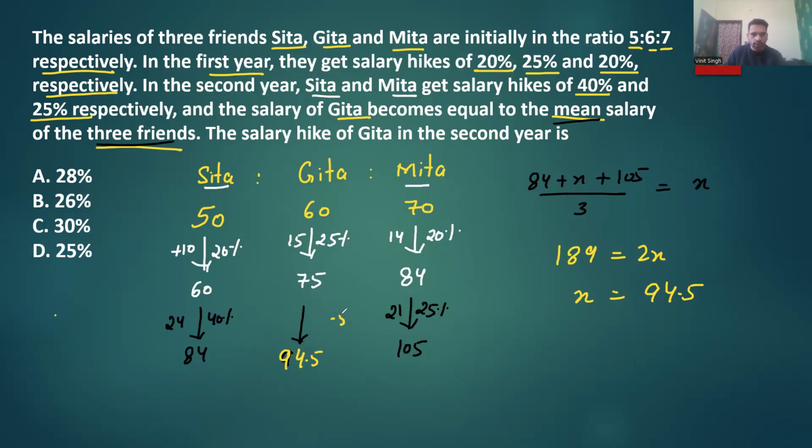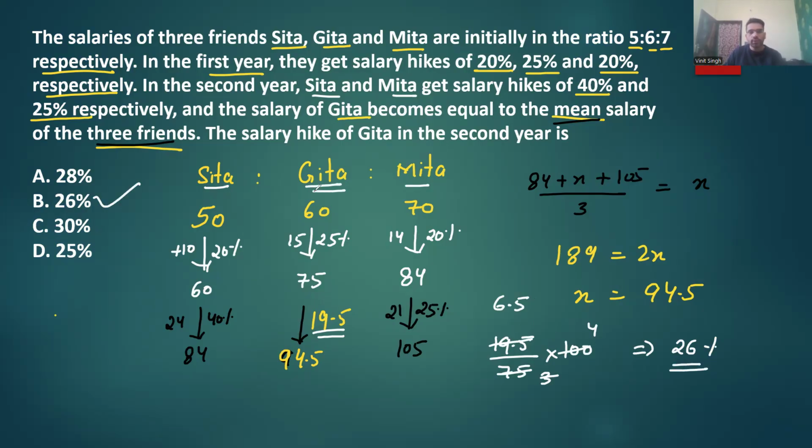Now the difference is 0.591. So we will find out the answer. So 19.5 upon 75 into 100. 4, here is 3, 6, 18.5, which is equal to 26. So the percentage hike in the salary of Geeta after the second hike is 26%.